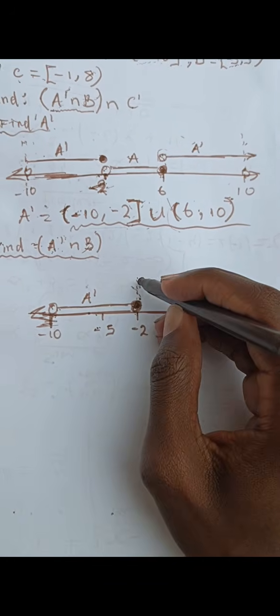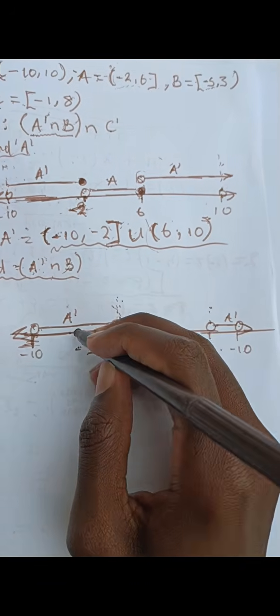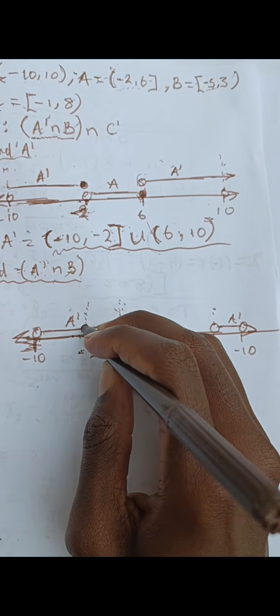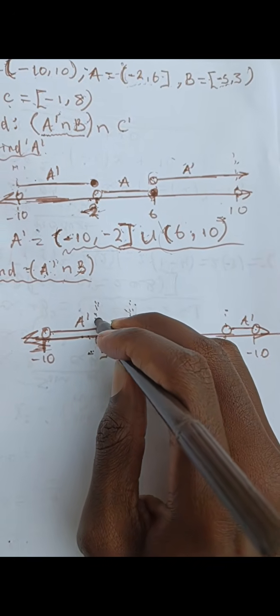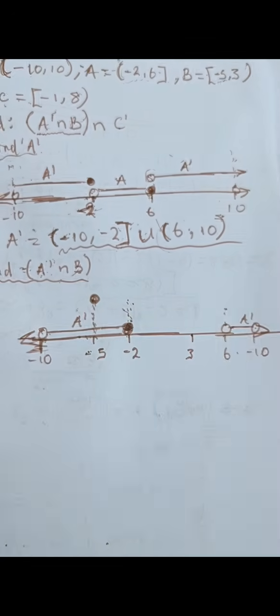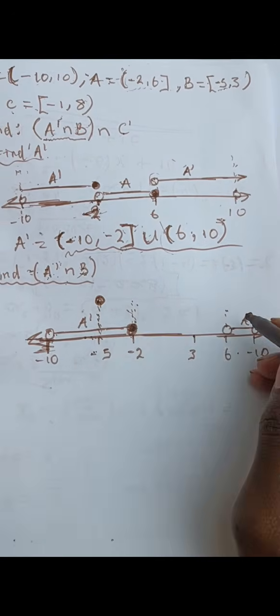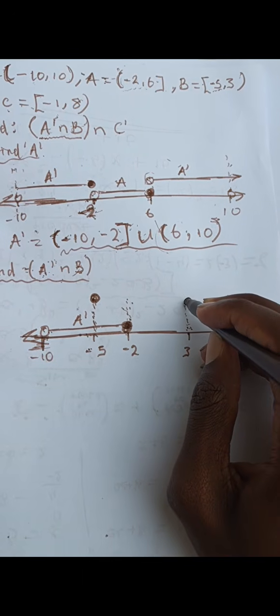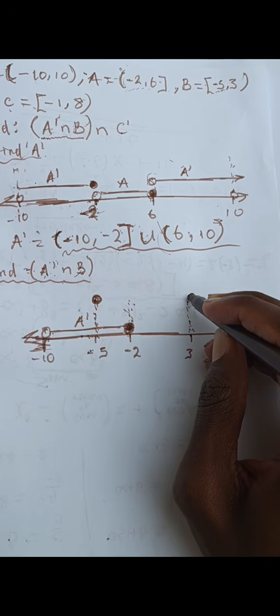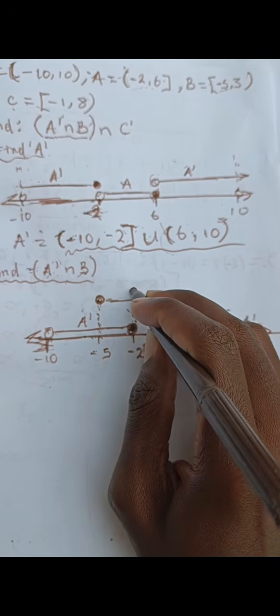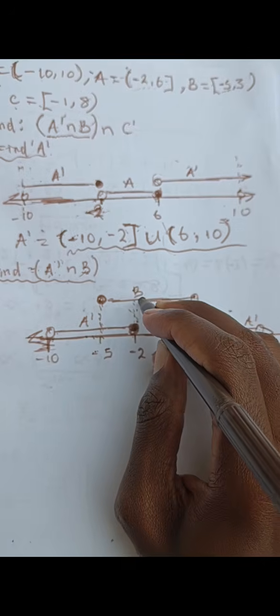So B is from where? B is from -5, so it should be here, and it's going to be shaded, right? Then 3 here. 3 is not going to be shaded. So I've just sketched B on the number line.